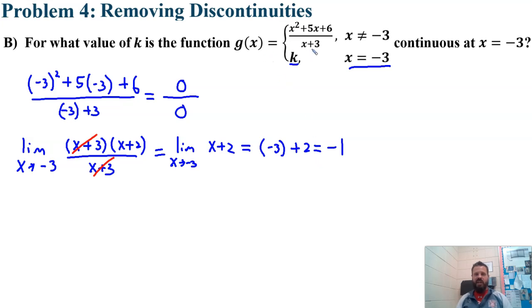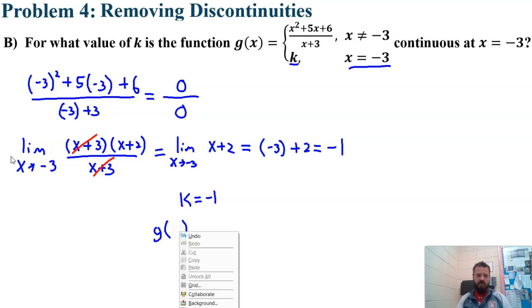All right, so if this is how we're defining our g of x for all values except for negative 3, the limit as x goes to negative 3 of g of x is negative 1. That means for this k value, we have to say k is equal to negative 1. That way, by definition, g of negative 3, getting ahead of myself, is equal to negative 1, and I have my limit matching the function definition at that value. Okay, so therefore we're continuous.